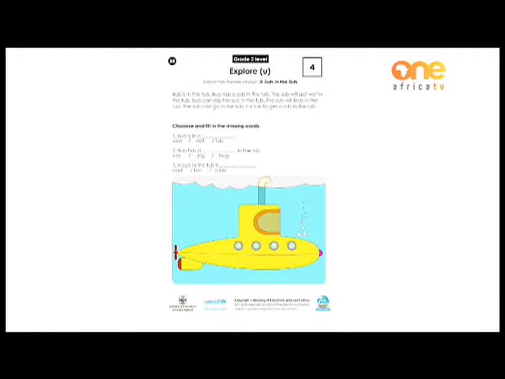Number 1, there are three words that you can choose from. Bob is in a blank. Where is Bob? Is he in a pen? Is he in a net? Or is he in a tub? That is correct. He is in the tub. I would like for you to complete number 2 and number 3. Let us turn to page 23.